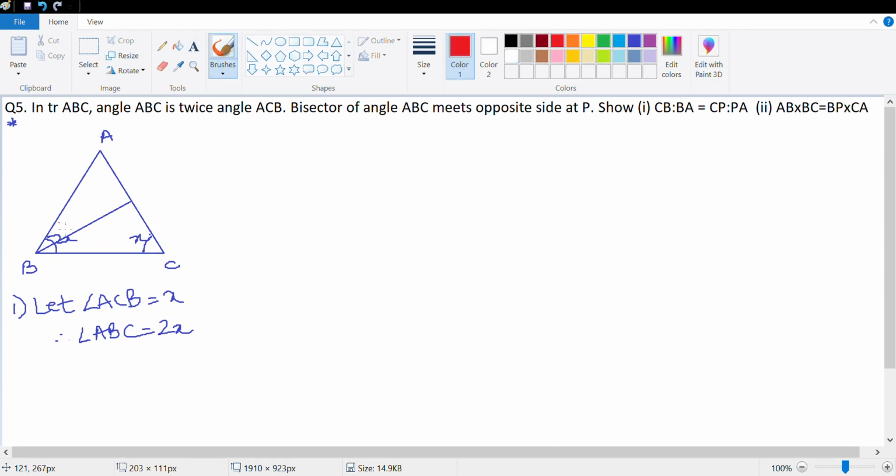Right, so basically if this is the bisector, which means this becomes x, this is also x. Good. And it meets the opposite side at P. We need to show that CB is to BA is equal to CP is to PA. Now let's look at which two triangles we should look at. So what we have to do is to prove that CB upon BA is equal to CP upon PA.